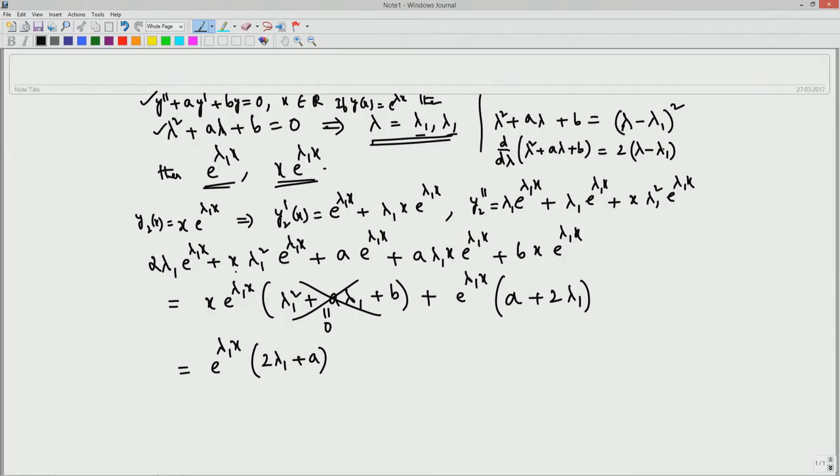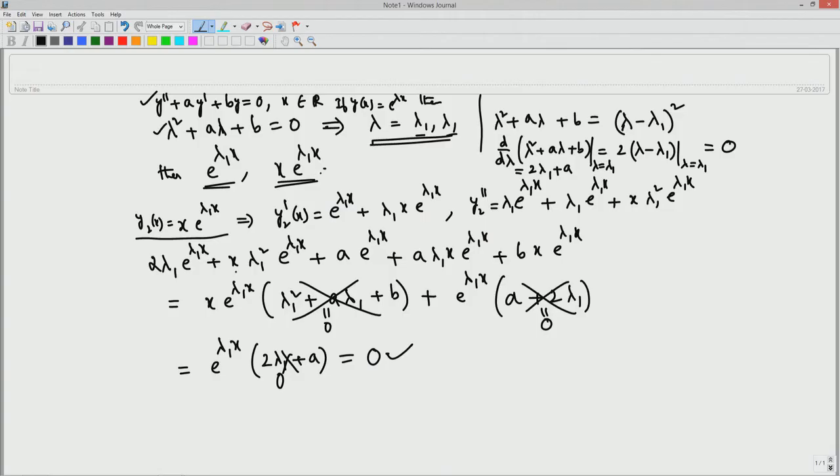Now if we put lambda equal to lambda 1, this is also 0. If you differentiate twice, the left hand side is 2 lambda 1 plus a after putting lambda equal to lambda 1. So this is also 0, and once this is 0, you have simply 0. So you can see that y2 equal to x into e power lambda 1 x is also a solution. This will be useful.